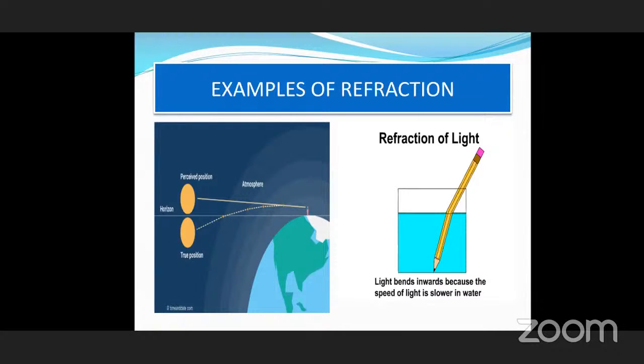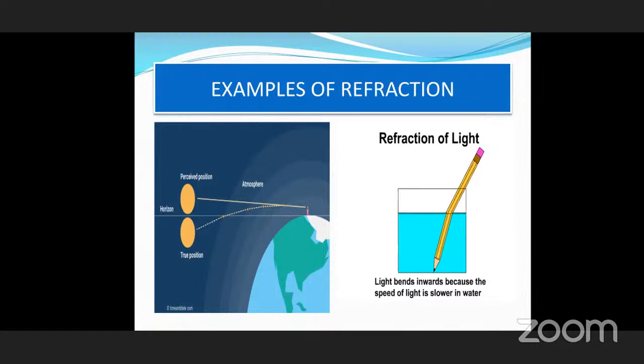We are seeing an early sunrise and a very late sunset. You have to remember, this is due to refraction of light. Can you understand, students? The main reason here is refraction. The refractive index of air is more than that of vacuum. First we have to tell that one.